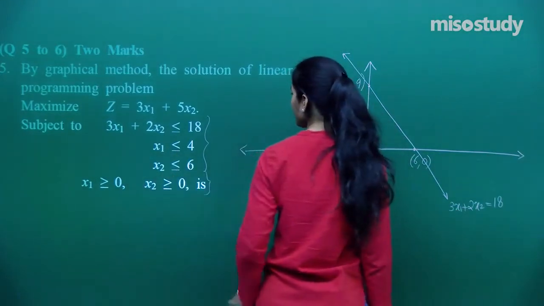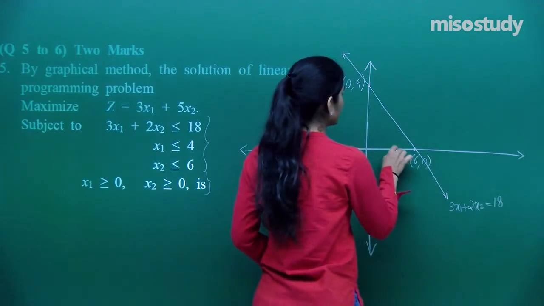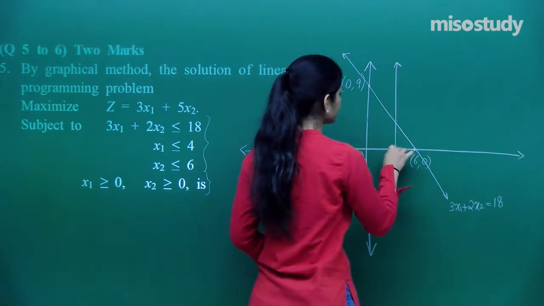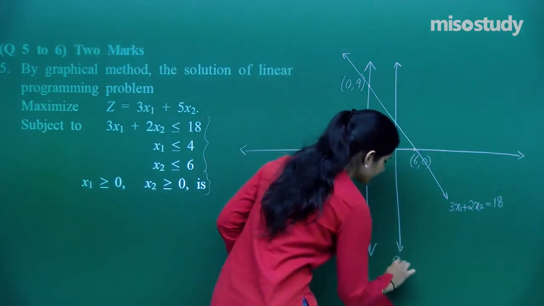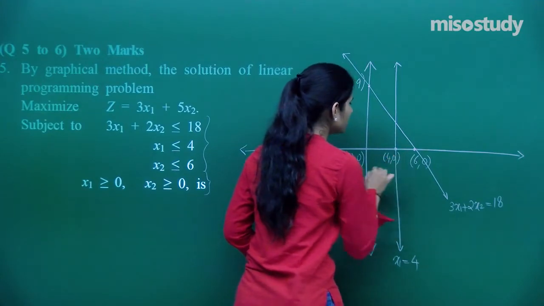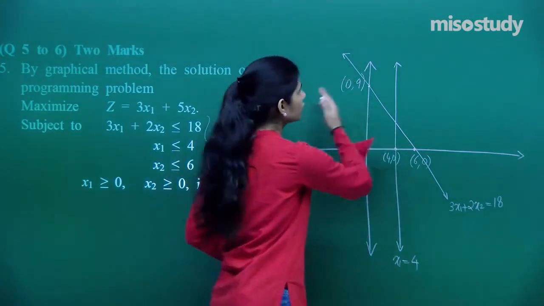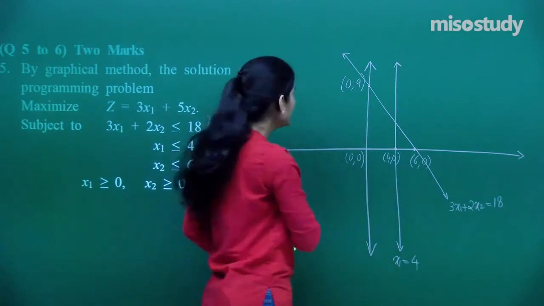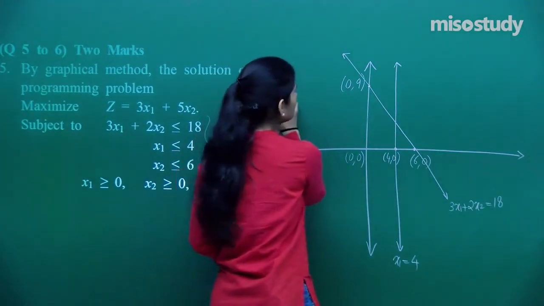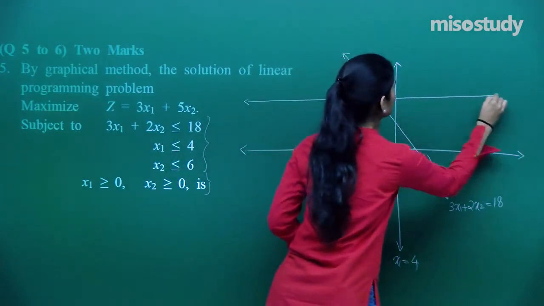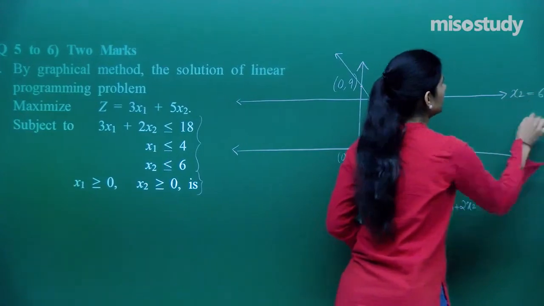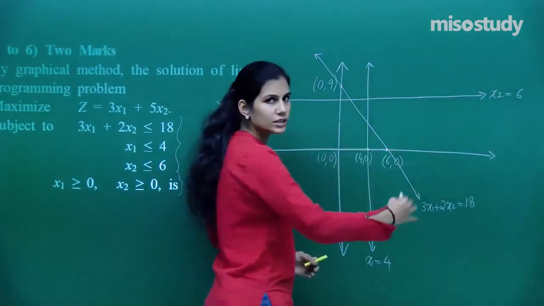Then you have x1 ≤ 4. That means x1 = 4 is going to be this line. This is x1 = 4. So this point will be (4, 0). I want x1 ≤ 4, so everything on this side. And then you have x2 ≤ 6. So 6 is going to be somewhere here. This is x2 = 6. Less than or equal to 6 would be below this line.